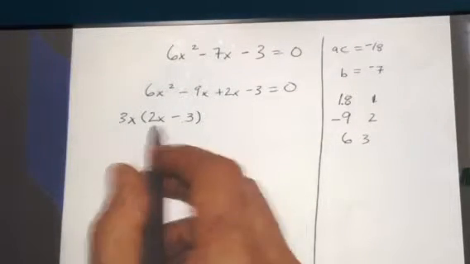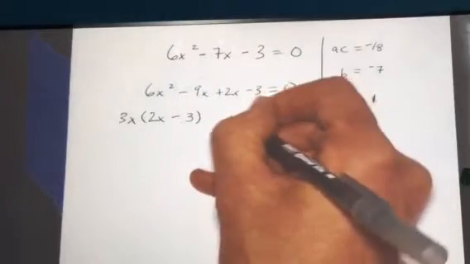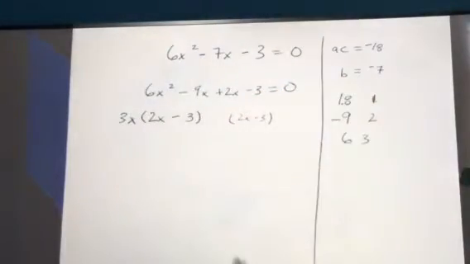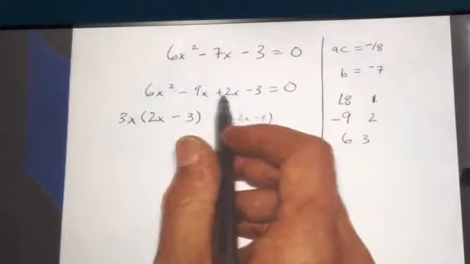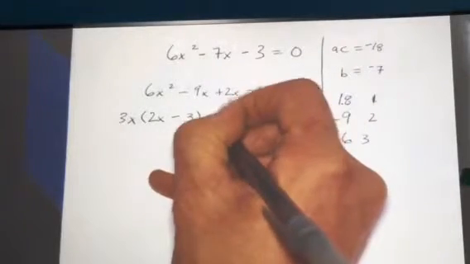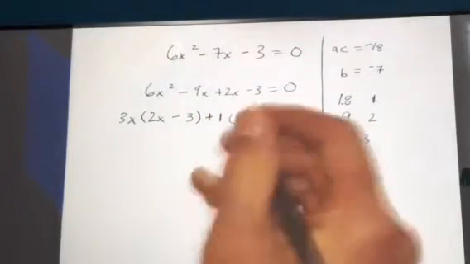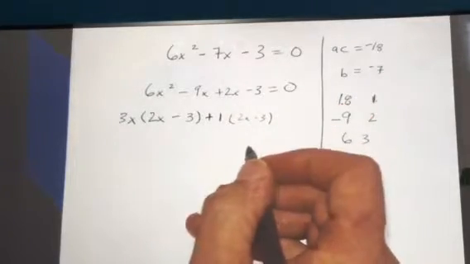Now if we've done this correctly, then we're going to end up with 2x minus 3 right here. Let's see what happens. Something times 2x equals plus 2x, that would be a 1. That would be positive 1. Then 1 times -3 equals -3. So we've done this correctly.